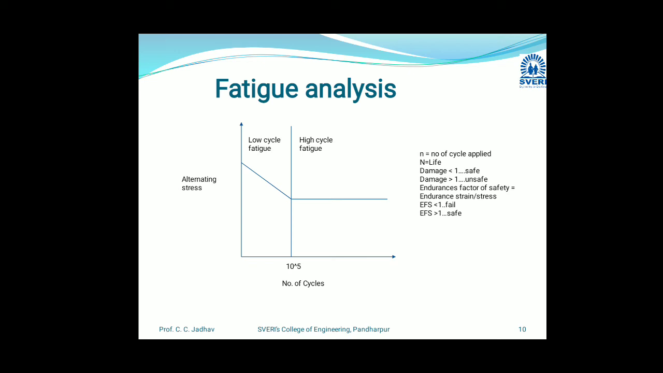Here, small n is the number of cycles applied, and capital N is the life of the component. If the damage is less than 1, that component will be safe. If the damage is greater than 1, then we call that component unsafe or failed. For the second condition, the endurance factor of safety of that structure, we calculate by using the endurance strength divided by stress. If the endurance factor of safety is less than 1, then that component will fail. And if the endurance factor of safety is greater than 1, then that component will be safe.